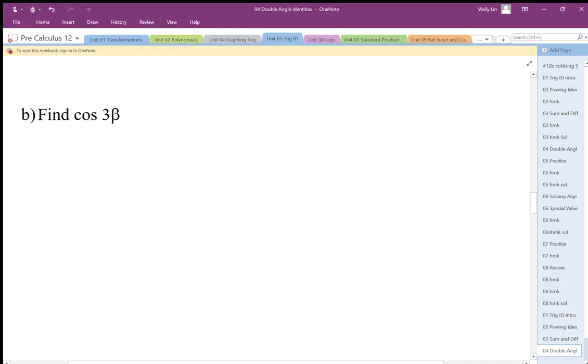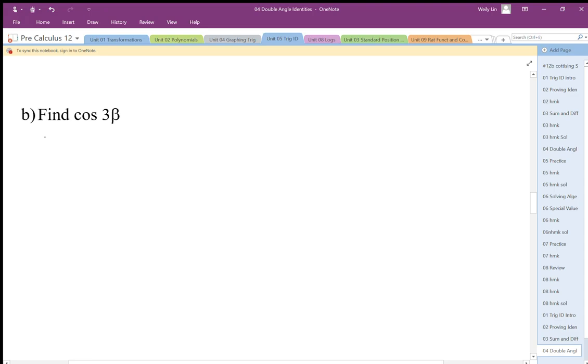The next one's cosine of 3 beta. Now we don't have a 3 beta formula, so we need to put this into an identity. One thing you don't want to do is take cosine of 2 beta and times that by 1.5. This is a ratio piece, and we're trying to change the multiplier on the angle. That doesn't work. They are incompatible. So we have to think of an identity.